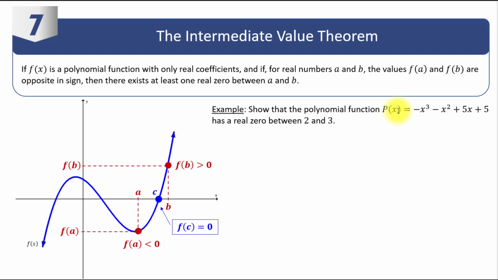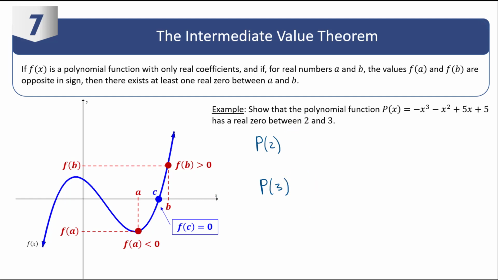It says, show that the given polynomial function has the real zero between 2 and 3. Now, to show that, we have to find p of 2, we have to find p of 3, and to confirm that these function values are opposite in sign. One is positive and one is negative.